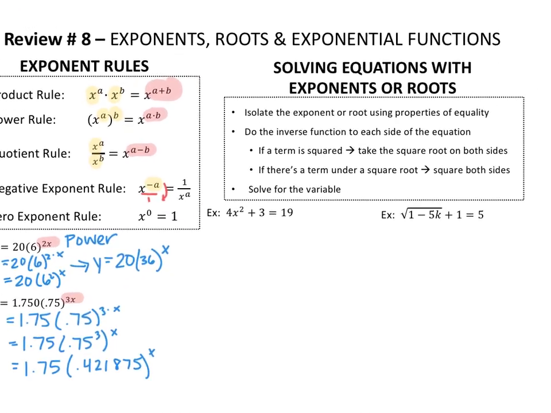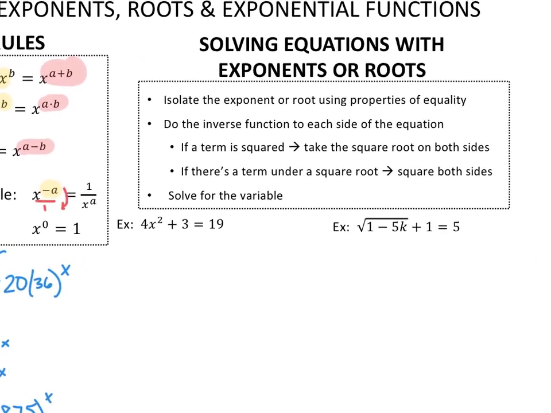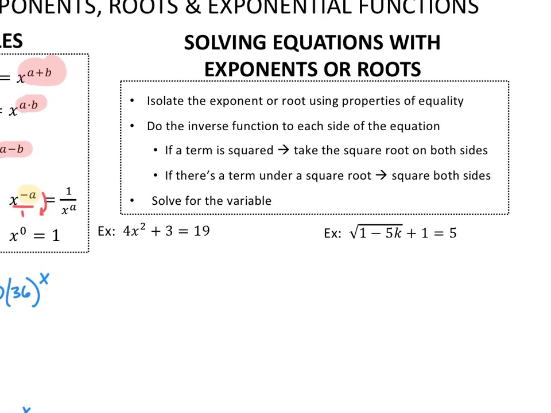Now we're going to talk about how to solve equations that either have exponents or roots on them. In class, we've talked about how exponents and square roots or cube roots are inverses of each other. So the inverse of squaring something is taking a square root, and the inverse of having a square root is using an exponent or squaring it. So what you're going to do when you solve these equations is just like when you're just solving for x, you want to isolate the variable. In this case, we're going to isolate our exponent or root using the properties of equality. And then you're going to do the inverse function to each side of the equation.